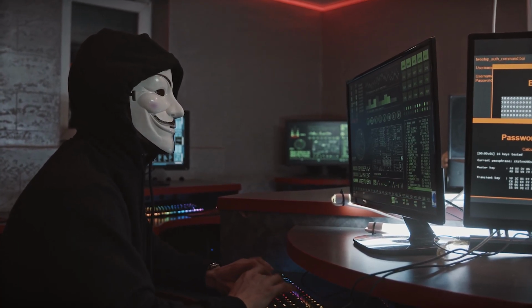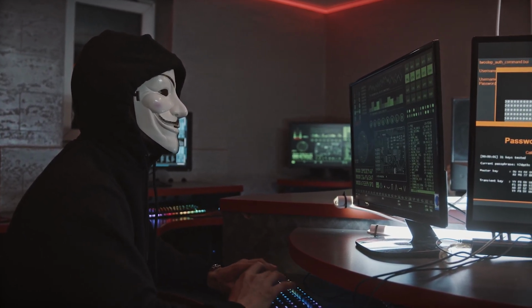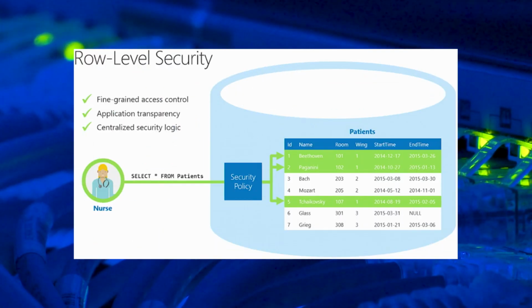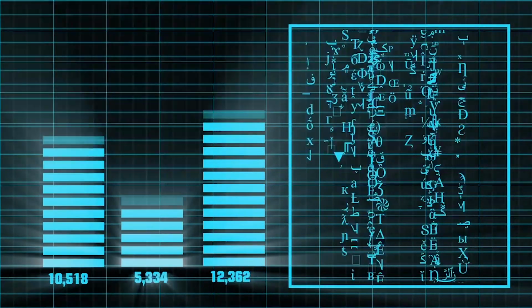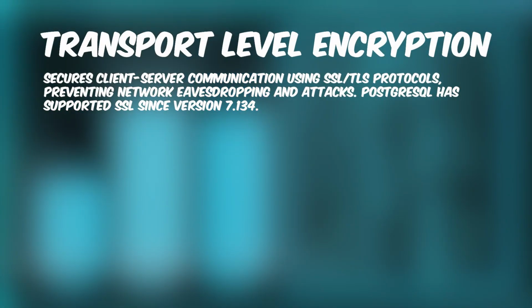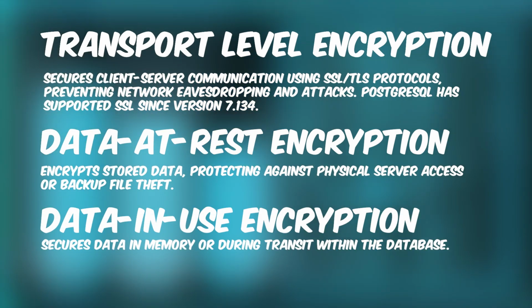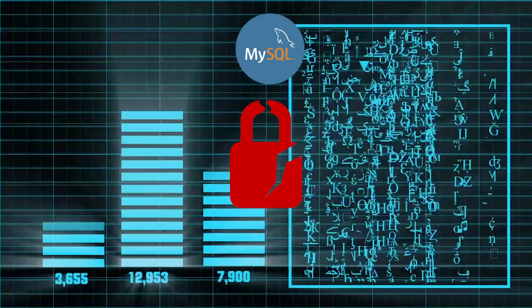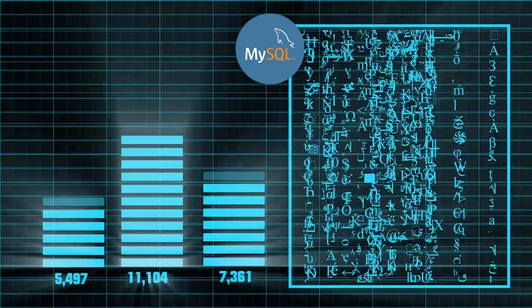On the security front, Postgres offers more robust security compared to MySQL, with its row-level security and encryption features. RLS lets you set rules to control user access to specific table rows, eliminating the need for multiple table views, while also having encryption safeguards in different ways, such as transport level encryption, data at rest encryption, and data in use encryption. MySQL, on the other hand, lacks native RLS, but can use views or triggers for row-level access control, albeit less efficiently and more complex.